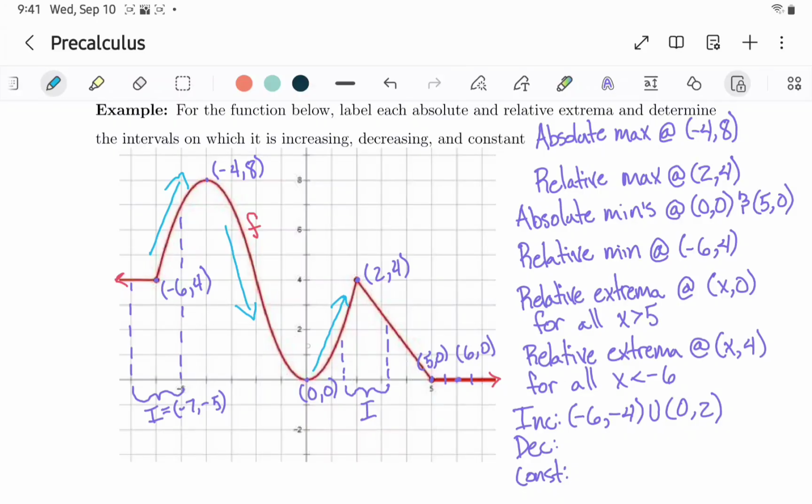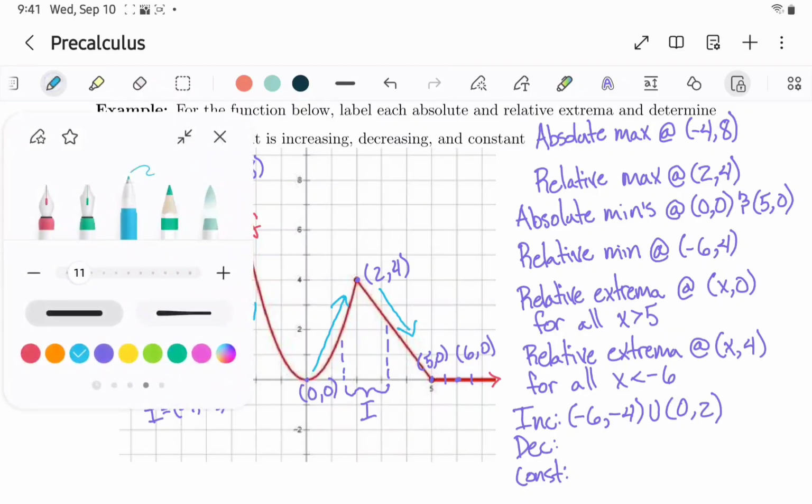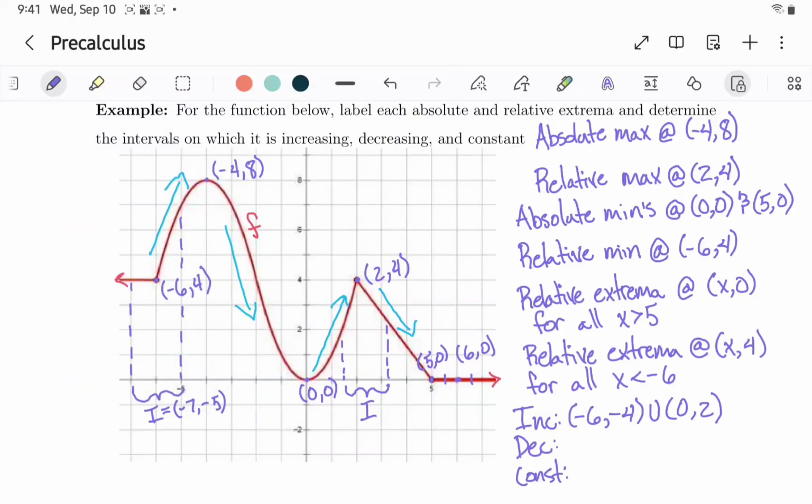All right. Continuing to trace from left to right, we know it's increasing from 0 to 2. So let's start tracing from the right of x equals 2. Now as we trace from left to right, the graph is going down again. So this is going to be another interval where the function's decreasing. So our intervals for where it's decreasing are going to be from -4 to 0 and from 2 to 5.